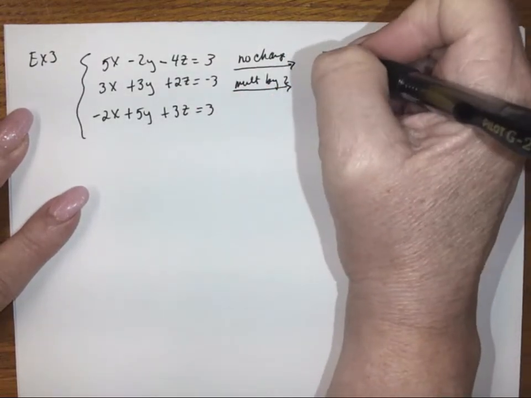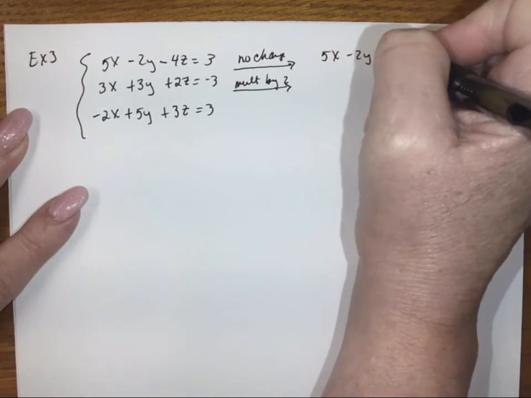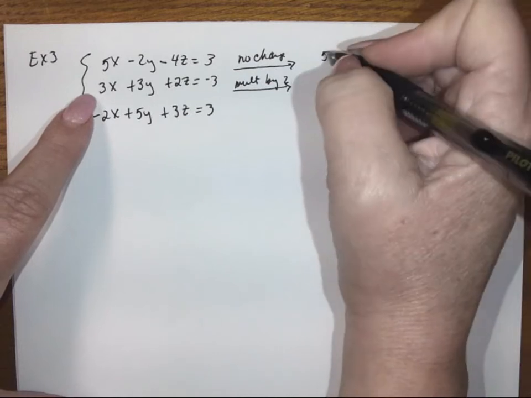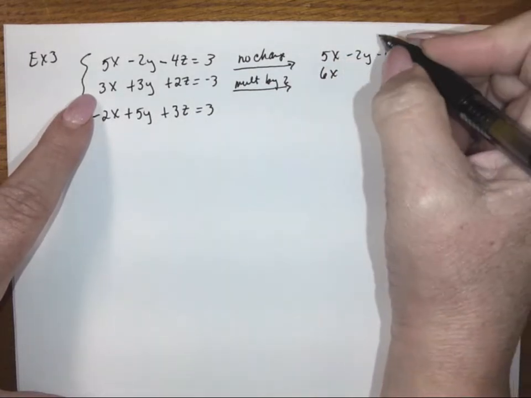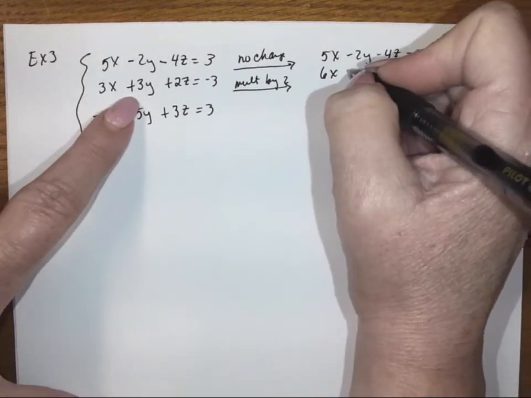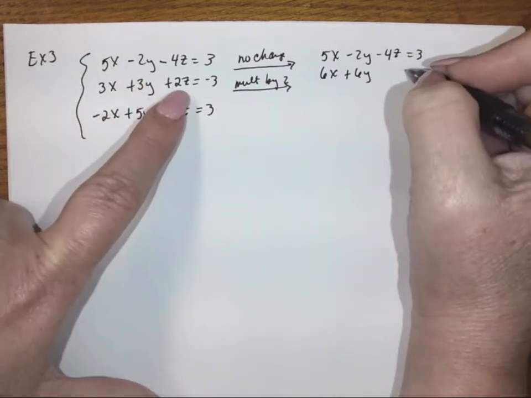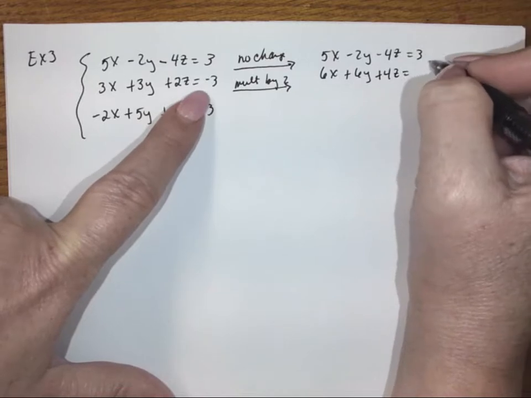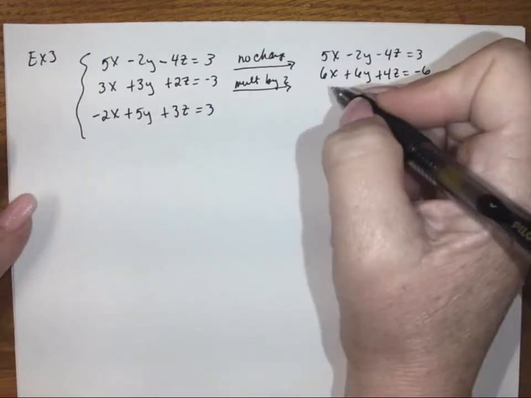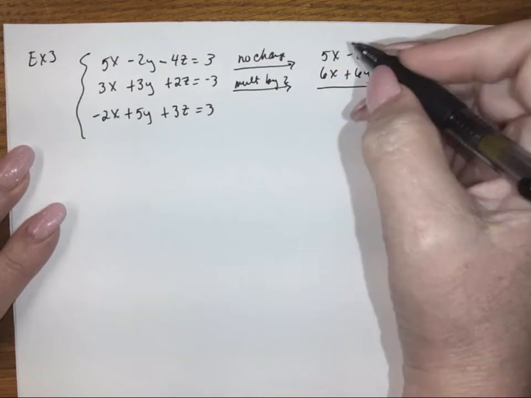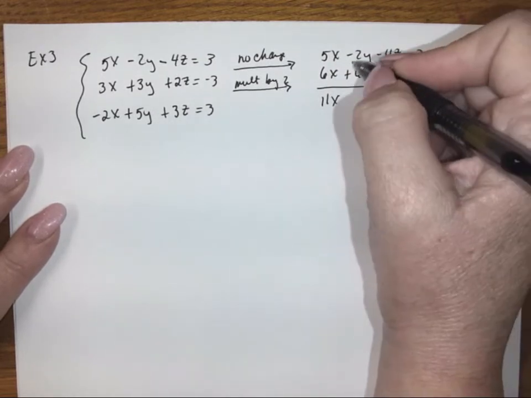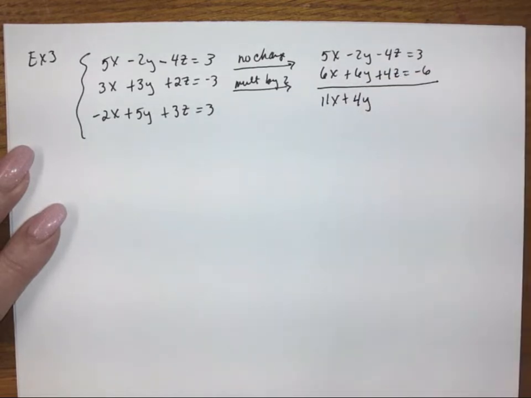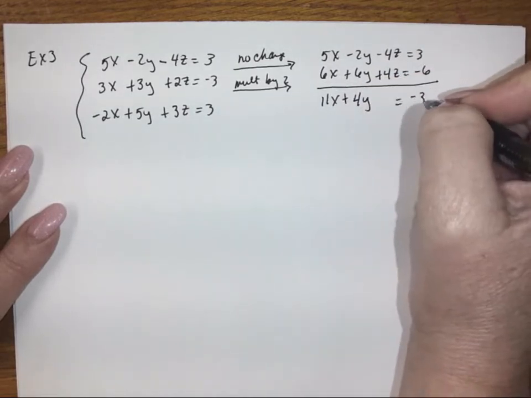So 5x minus 2y minus 4z is equal to 3. And then I multiply everybody by 2. 3 times 2 will get me 6x. 3y times 2 will get me 6y. 2z times 2 will get me 4z equal to negative 3 times 2, which is negative 6. 5 plus 6 will get me 11x. 6 minus 2 will get me 4y. And the z's will cancel. And it will be equal to negative 3.